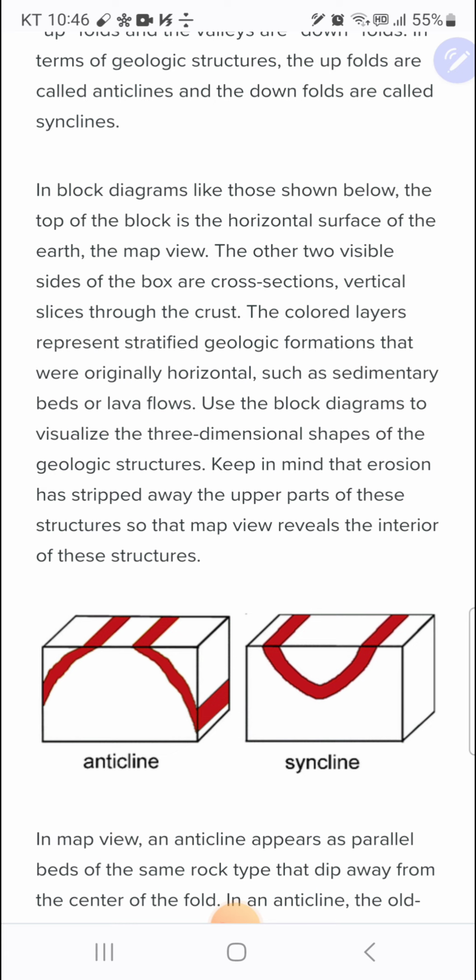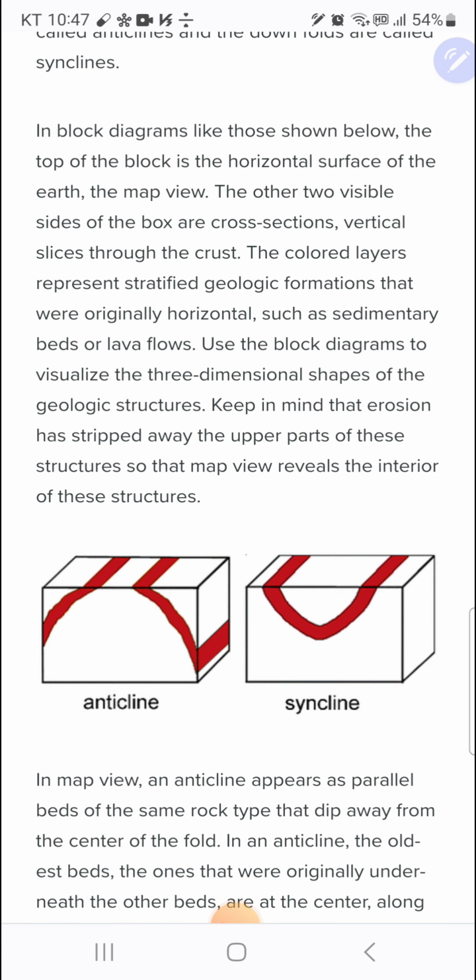Let me go over this sentence. In block diagrams like those shown below, the top of the block is the horizontal surface of the Earth, the map view. Okay, map view. The two visible sides of the box are cross sections, vertical slices through the crust. So the map view is the horizontal surface, and cross sections are vertical slices through the crust.